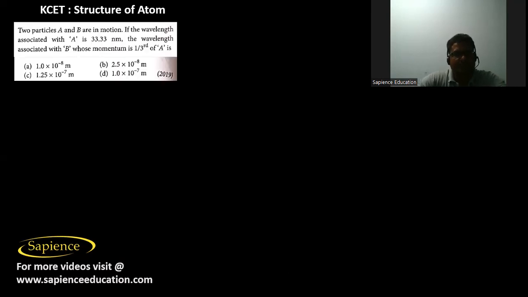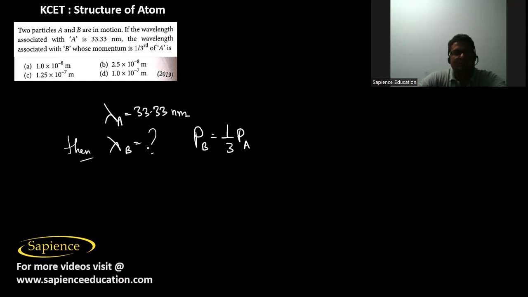Then here it is told, particles A and B are in motion. The wavelength associated with A is 33.33 nanometer, and we have to find the wavelength associated with B, whose momentum is one third that of A. So the momentum of B is one third of the momentum of A.